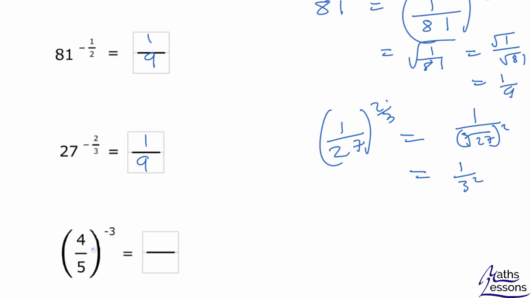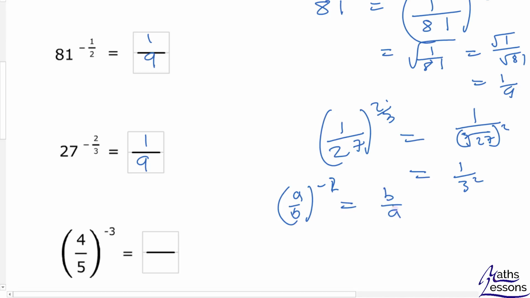Okay, so let's do this one. So 4/5 to the minus 3. Now when you've got a fraction, if you have a over b to the minus any number, let's just say minus 2, make it more relevant to this, the minus means we flip the fraction upside down. So we get b over a squared and then carry on.